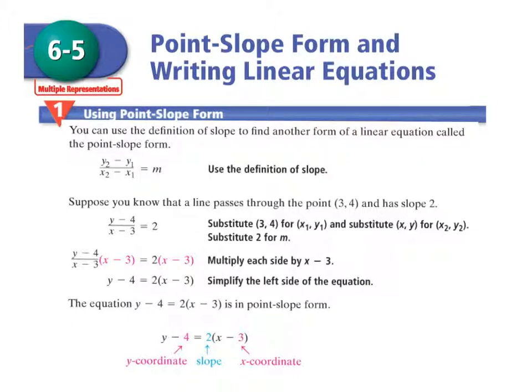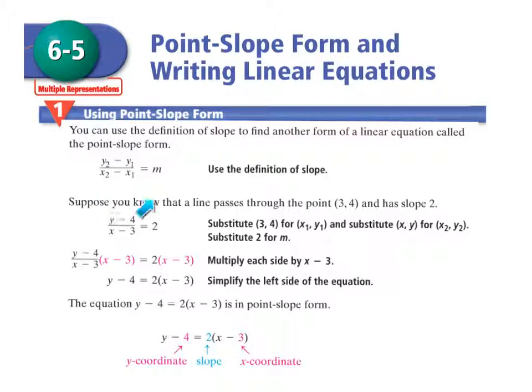We're going to actually review where point slope form comes from. So let's use our definition of slope. As you know, slope is right here, and that's equal to m. Now let's review point slope. When do you think you would use point slope form? When you're given a point and a slope.